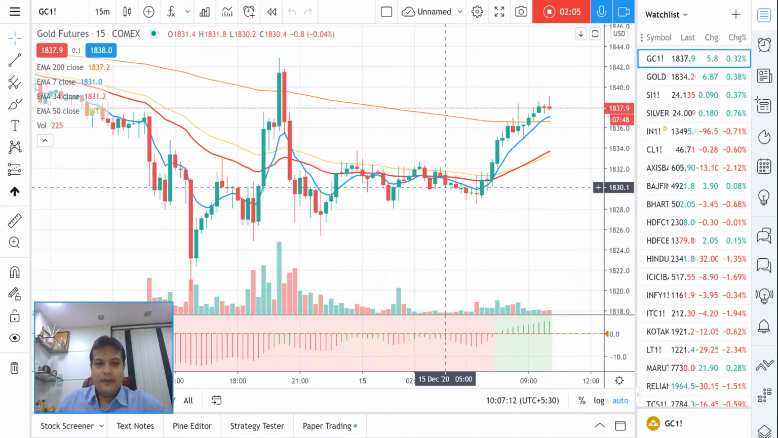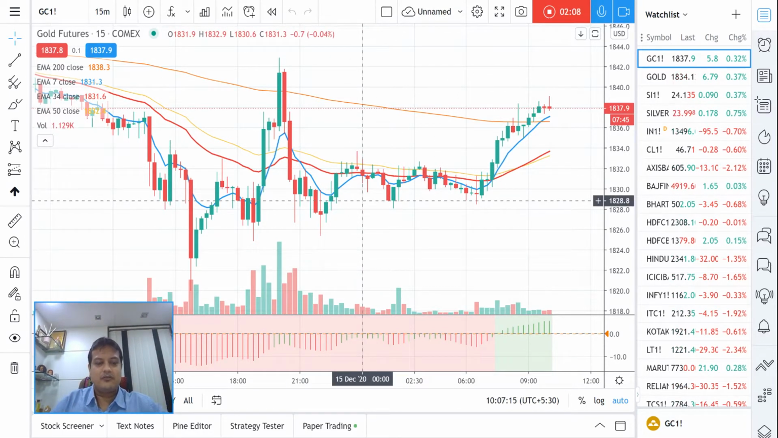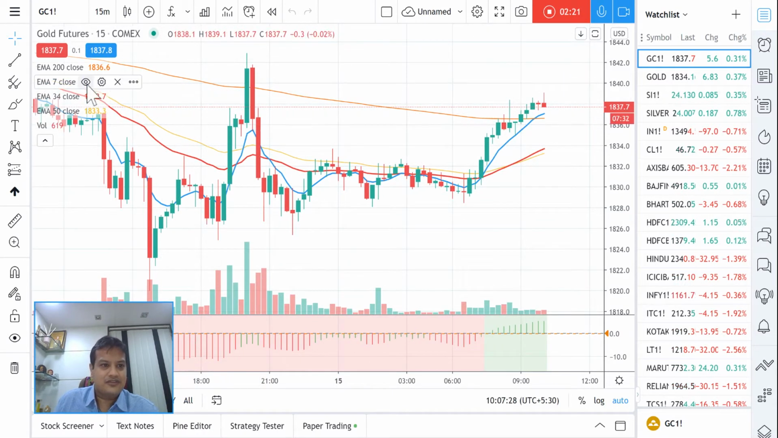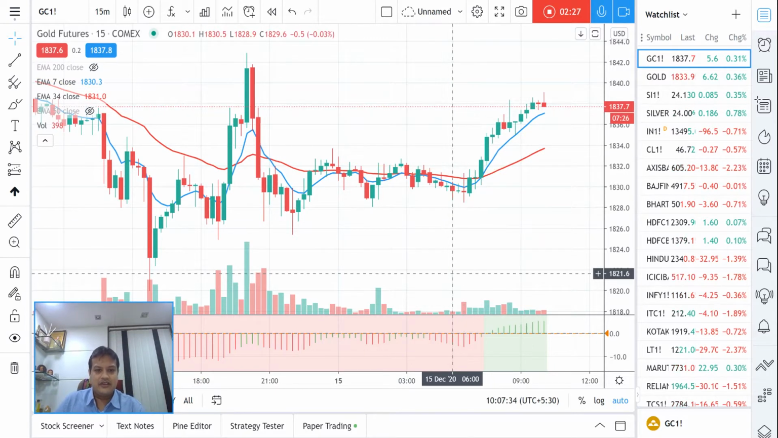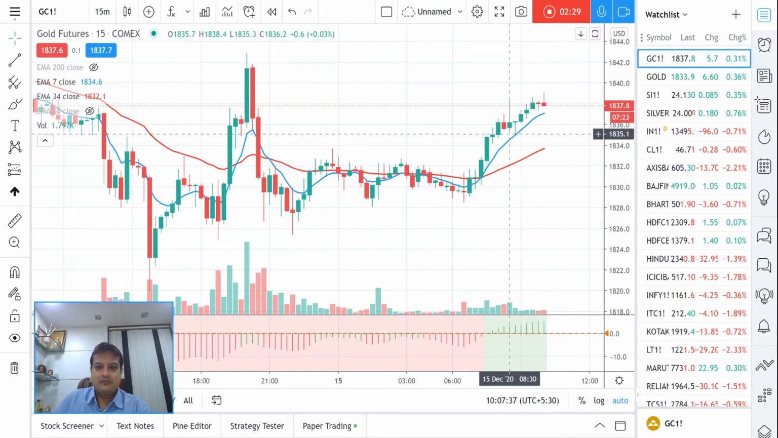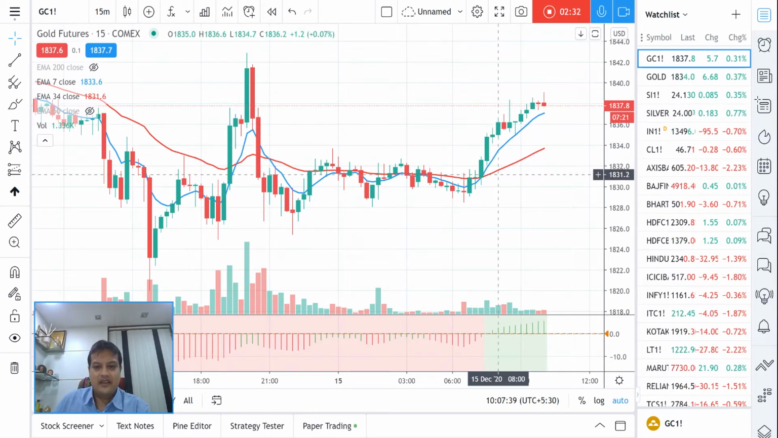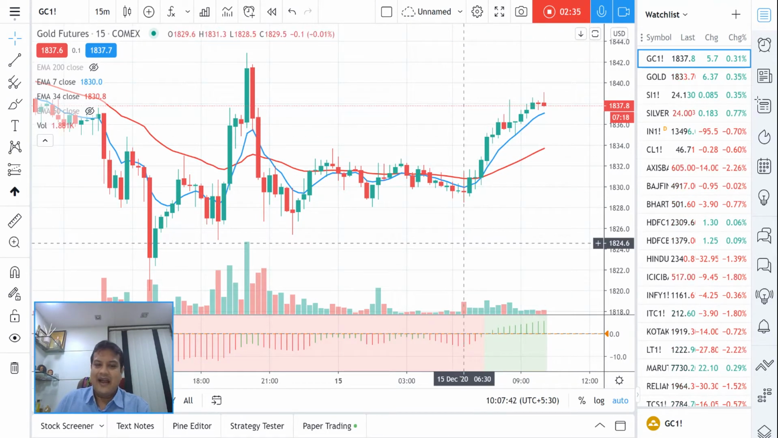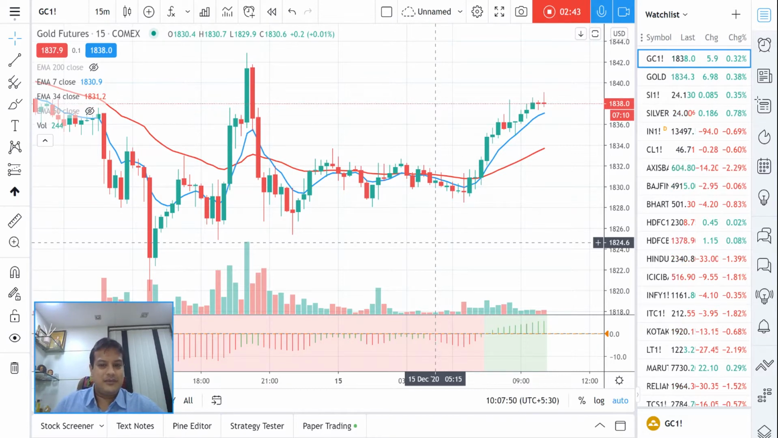Now, there are four moving averages that we are taking: 200, 7, 34, and 50. The two very important ones are 7 and 34. I'll hide the 200 and the 50 so it's easier for you. Blue is the 7 moving average, and red is the 34 moving average. You don't need rocket science to understand what this means.